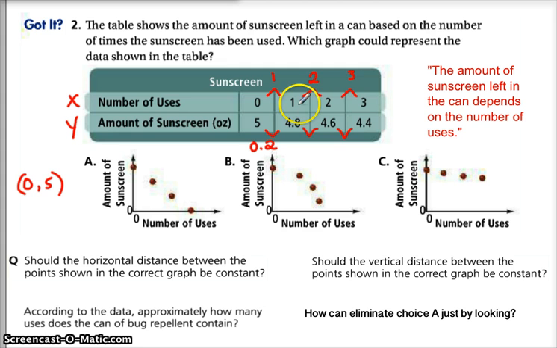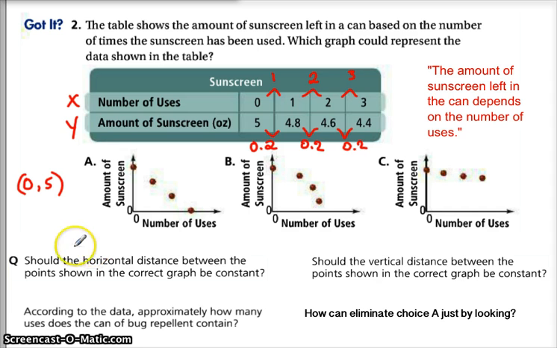When you use it from the first time to the second time, there is between 4.8 and 4.6, again, a 0.2 difference. And between 4.6 and 4.4, after the second use, you have 4.4 left, so again, it went down by 0.2. Armed with this information, let's answer the following questions.